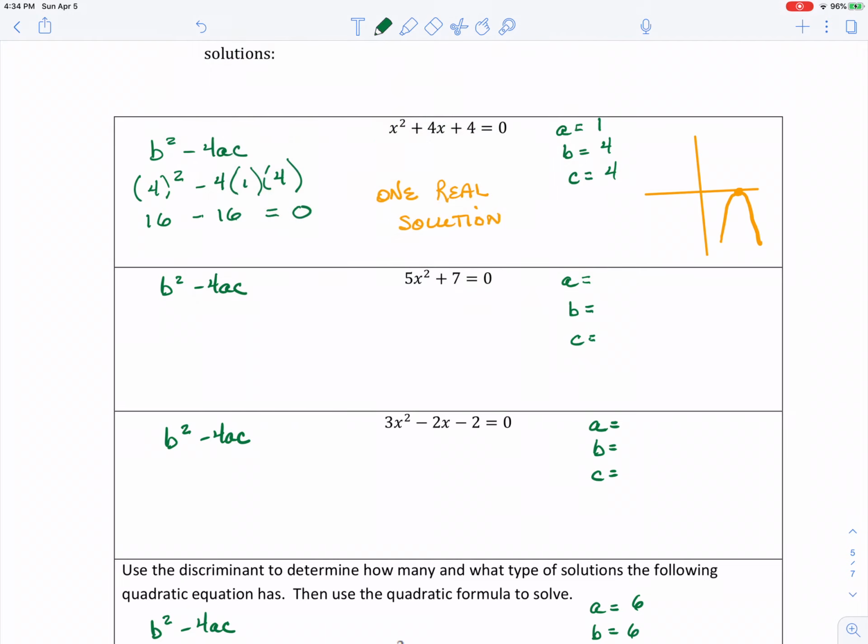All right, so again, let's identify A, B, and C here. We have it in standard form. That's the way we want it. A is 5, B is missing, and C is 7. So you plug in a 0 for B.